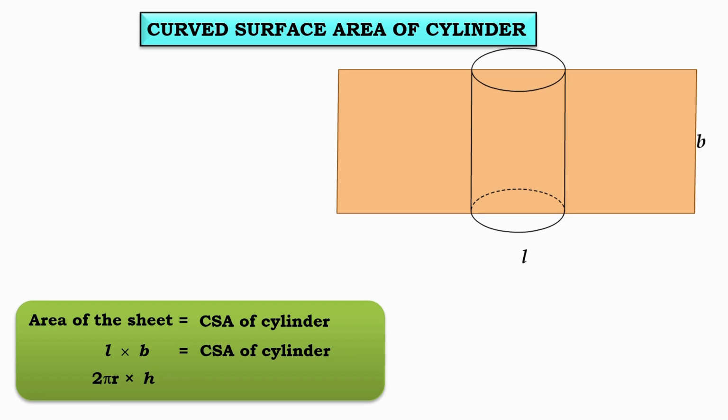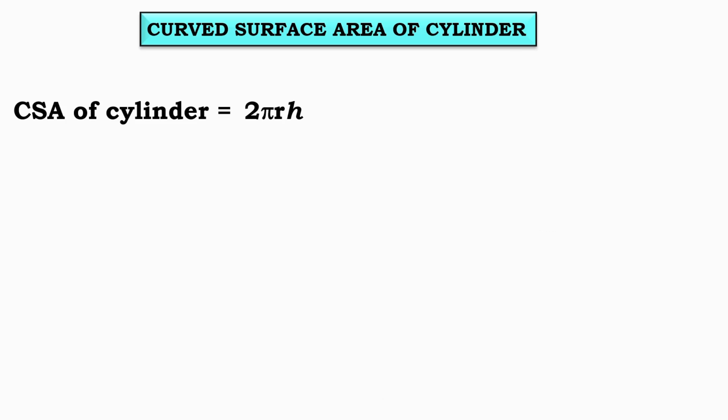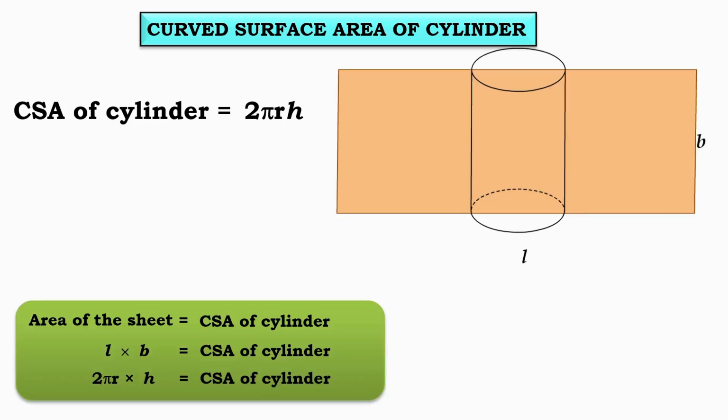So the CSA of the cylinder, if we convert the rectangular sheet into the cylinder, is L into B, where we found that L is equal to 2 pi r and B is the same as the height h. So CSA of the cylinder is equal to 2 pi r h. Okay, hope it is clear. I tried to show it with a diagram so that it will be clear to you.